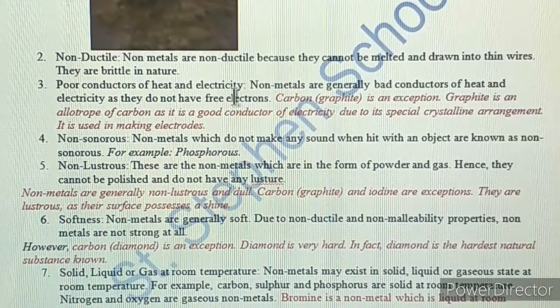Then they are poor conductors of heat and electricity, because they do not have any free electrons. Well, graphite is an exception. Graphite, you know, is present in your pencil lead also. Graphite is an allotrope of carbon, and it is a good conductor of electricity due to its special crystalline arrangement. It is used in making electrodes also.